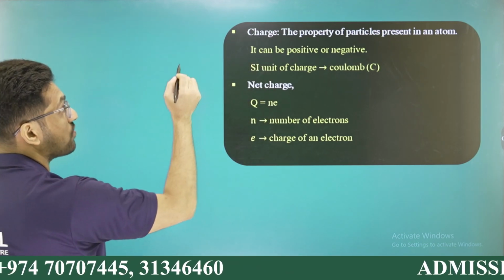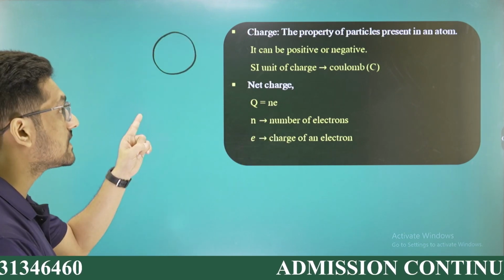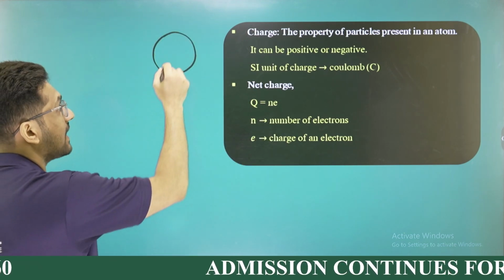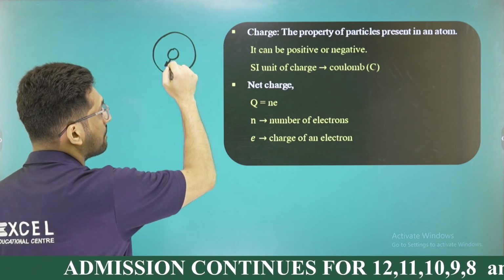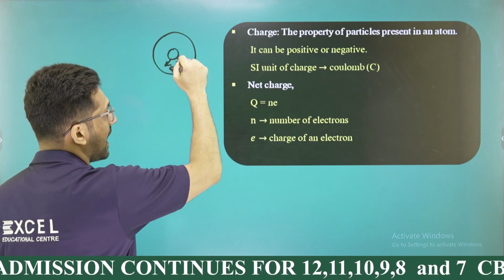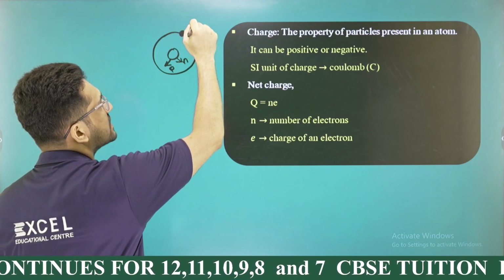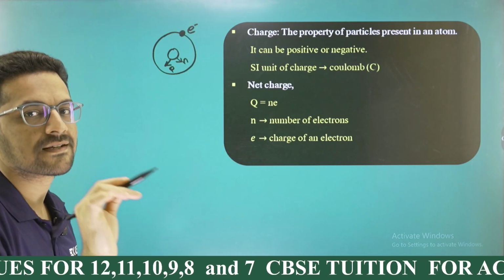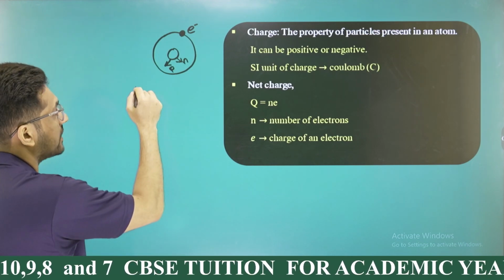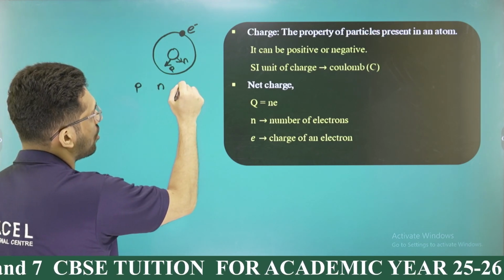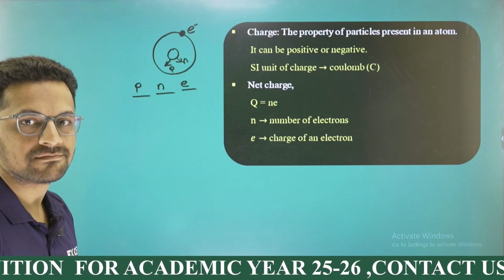We have to understand what a charge is. I am going to represent an atom. This is the representation of an atom. Inside the atom, there will be a nucleus. Inside the nucleus, there are some particles called protons and neutrons. Then there is another particle, the electron, which is revolving around the nucleus. I'm going to write these particles: proton, neutron, electron. These are the particles present in an atom.